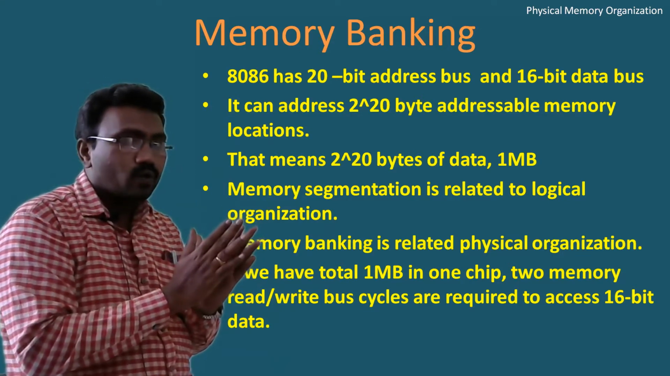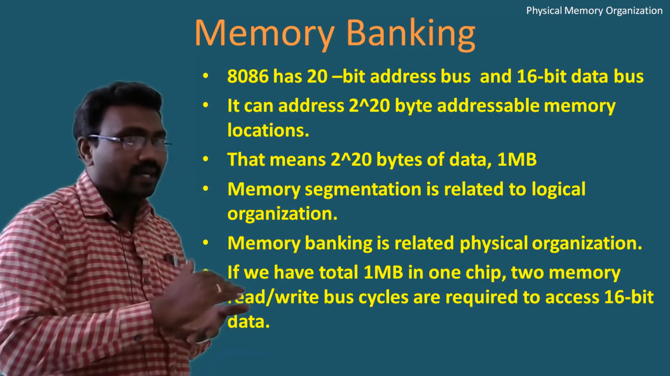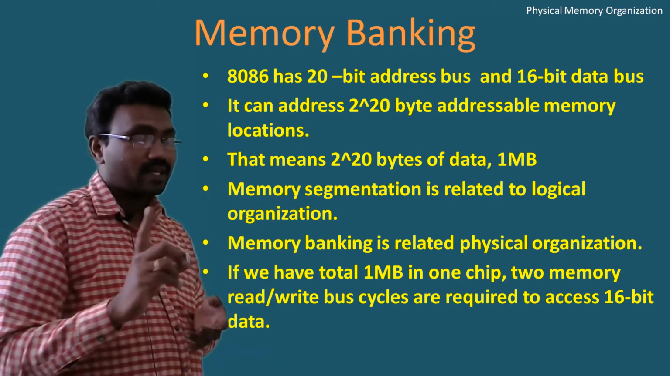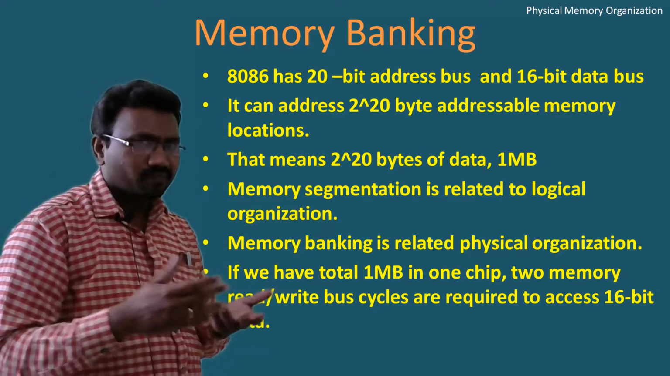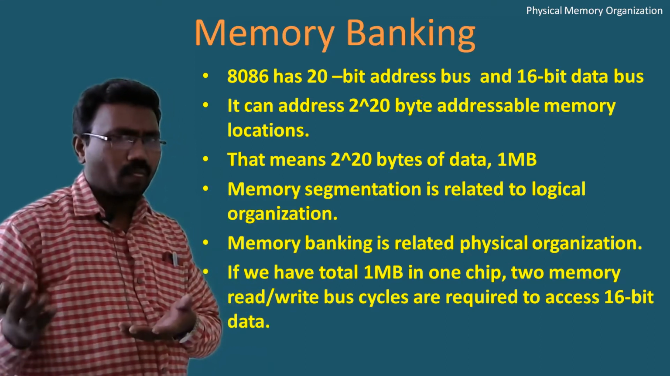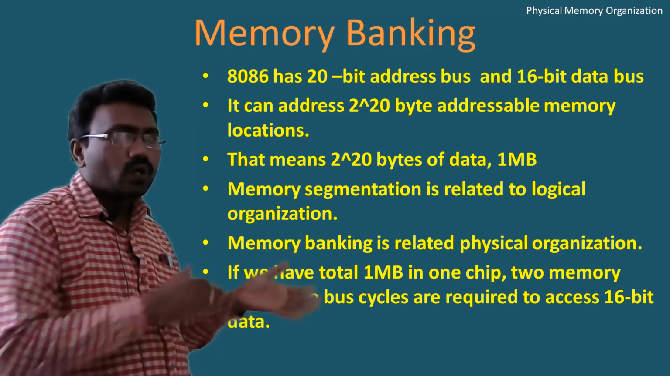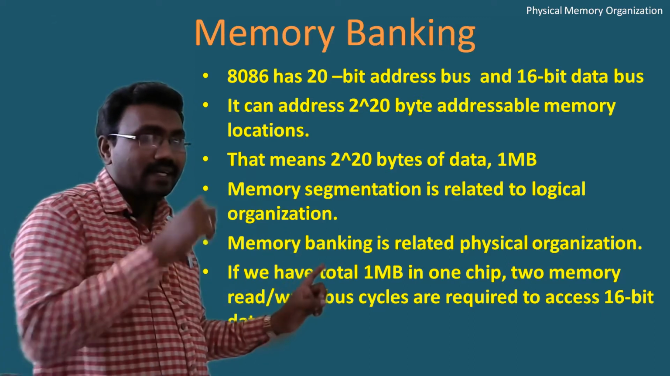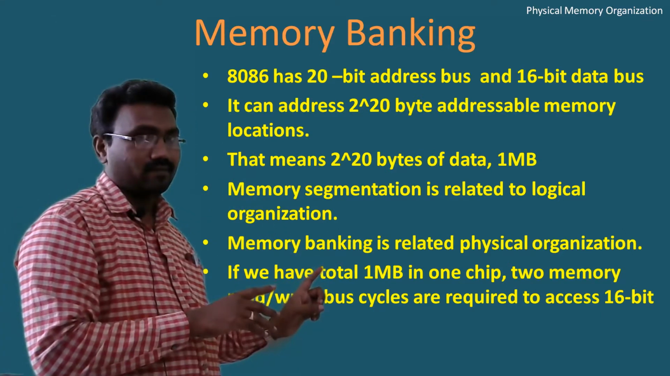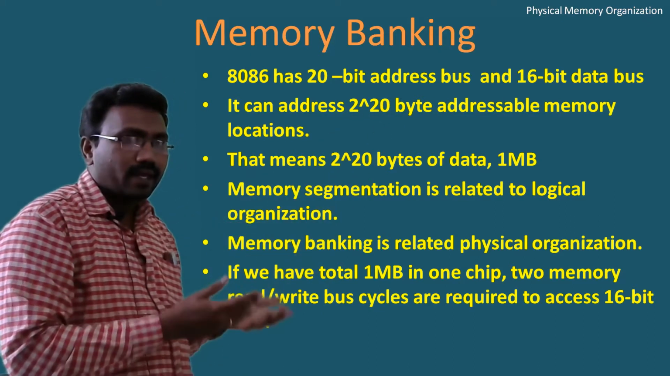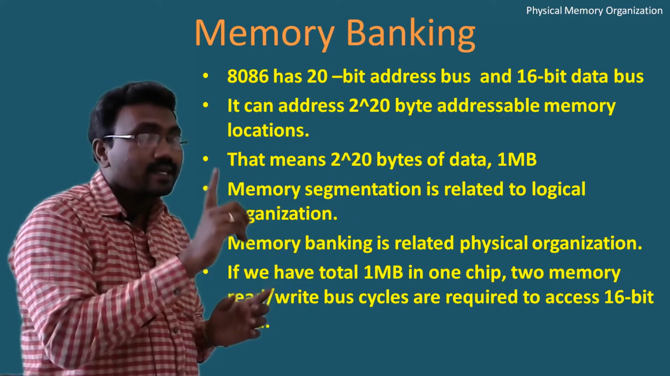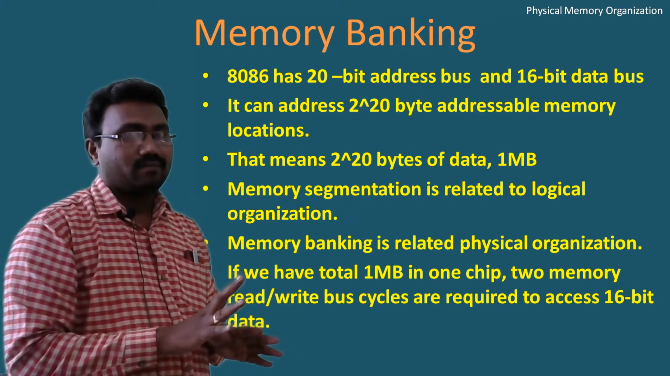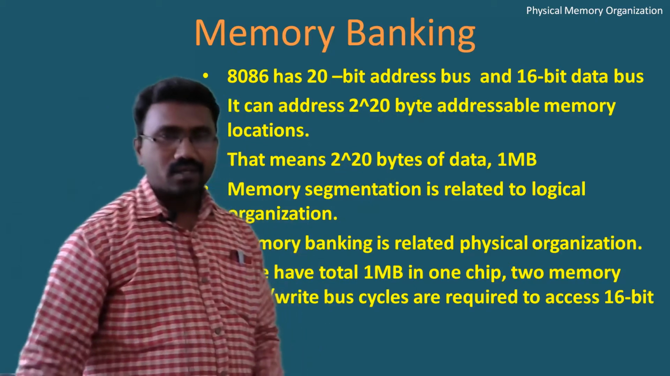If you divide the memory into two parts, then in a single memory cycle, for a read or write operation, one memory cycle is enough. Two memory cycles will take more time, and memory speed is very low. So if you maintain the total 1 MB memory in a single memory chip, a read or write operation needs two memory cycles without banking. If you maintain banking, the memory is divided into two banks, and in a single memory cycle, the entire 16 bits of data can be accessed. That is the need of banking.